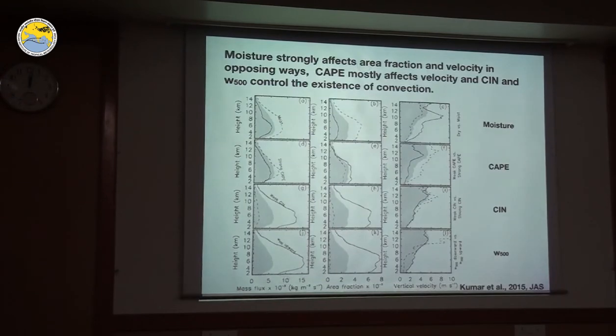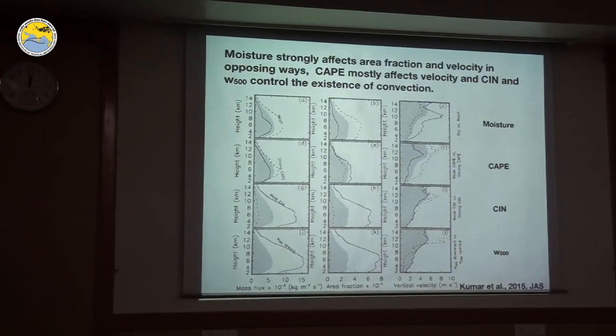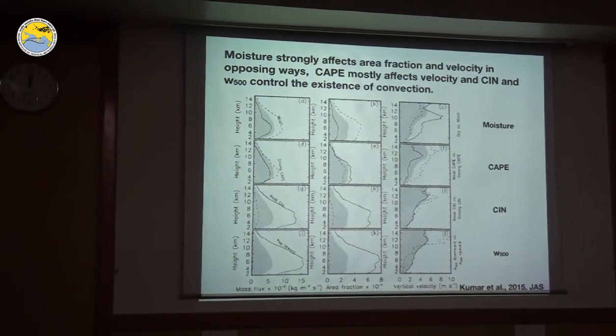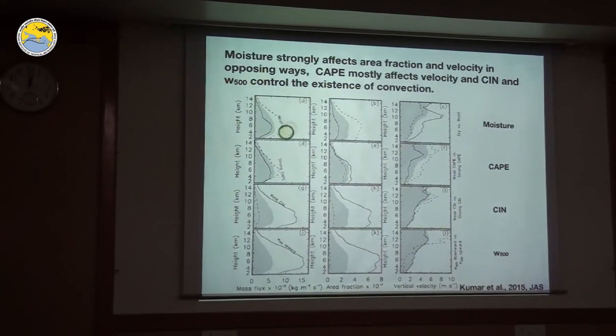So if you take all the cases that we have, that's the mean mass flux, mean area fraction as a function of height, and mean velocity as a function of height. And then what we do is we divide the data set into terciles. So we take the moistest third, the driest third, and the middle third we don't show. So this is the moist third, the dashed line, the dry third is the solid line. So what do we see? When the atmosphere is moist, the mass flux is larger than when the atmosphere is dry.